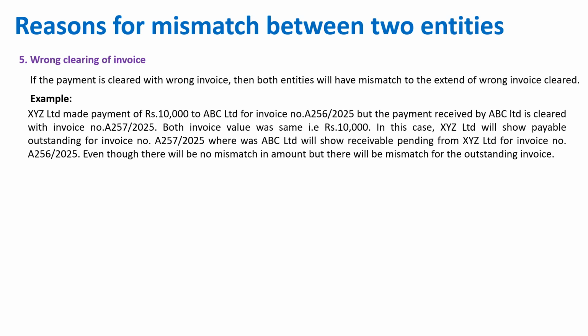In this case, XYZ Limited will show payable outstanding for invoice number A257/2025, whereas ABC Limited will show receivable pending from XYZ Limited for invoice number A256/2025. So what is happening? There is a wrong clearing. Instead of clearing with the A256 invoice, the company has cleared with A257/2025, right? So even though there will be no mismatch in amount, there will be a mismatch for the outstanding invoice. So we should be very clear that we clear with the right invoice. Otherwise, one company will show receivable for one invoice, whereas you will be showing payable for another invoice.